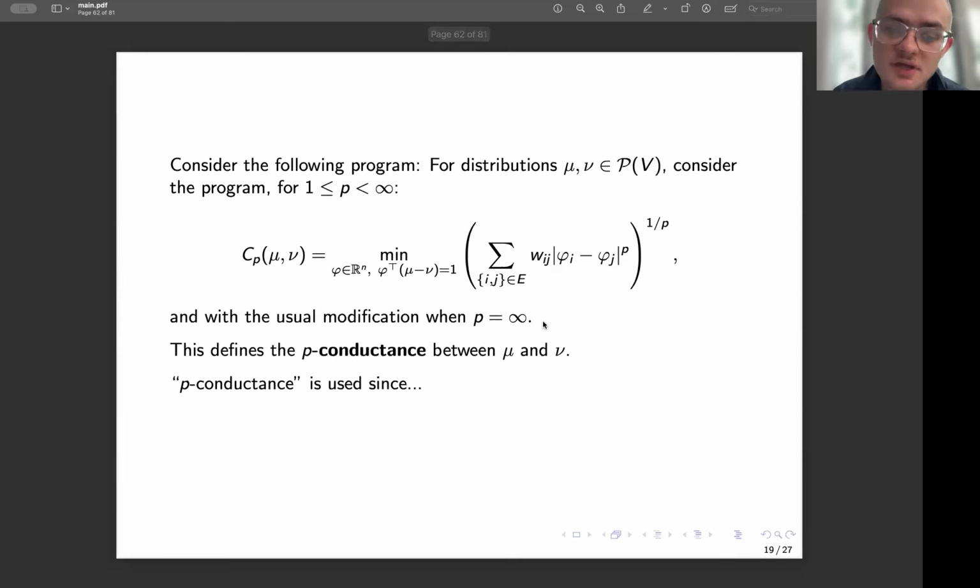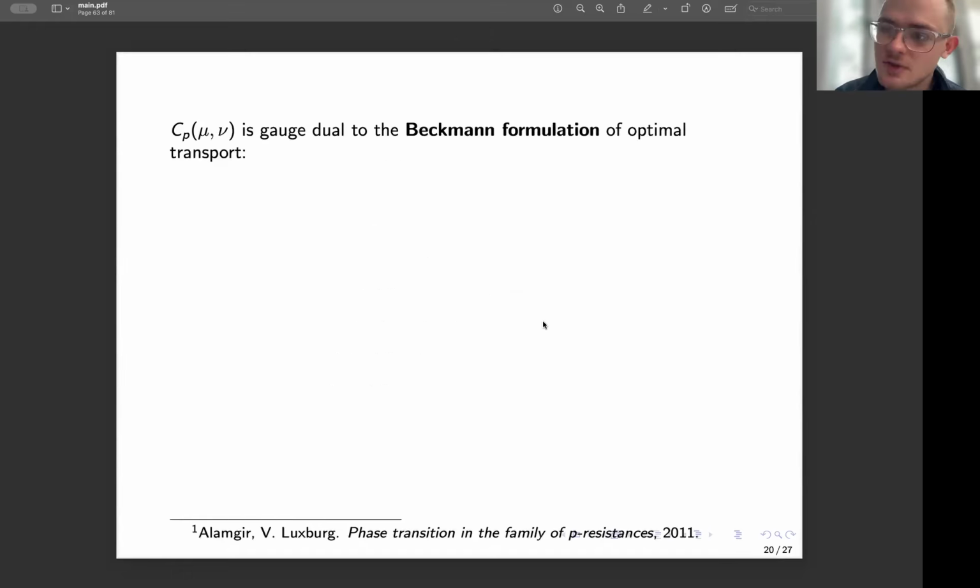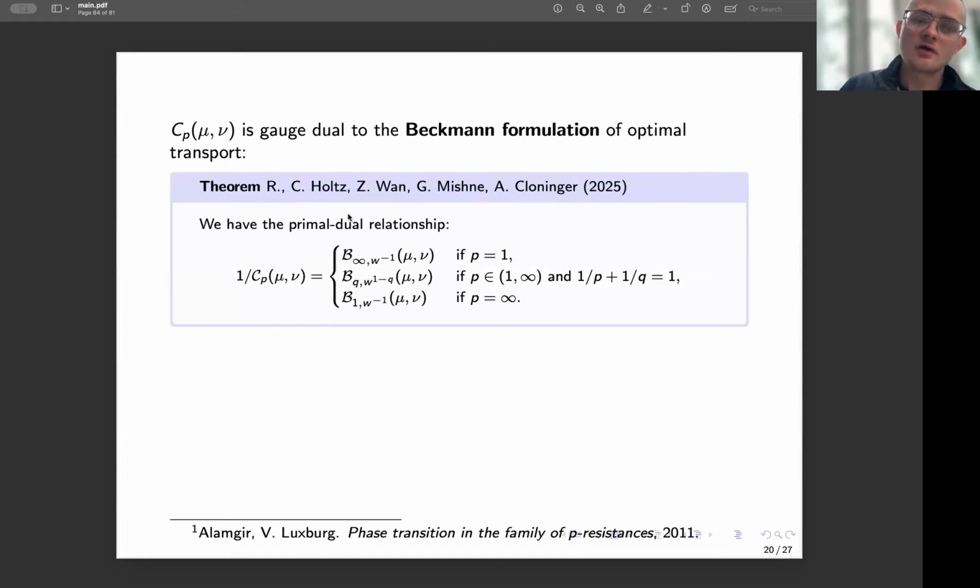And the term P conductance is used since the CP program is the gauge dual to the Beckmann formulation, which is quite nice. So there is a primal dual relationship between all of these Beckmann metrics I introduced earlier and the conductance program, CP. And thus, the reciprocality sort of motivates the terminology, right? Because if you're familiar with the electrical network theory on graphs, you may recall resistance and conductance are reciprocals of each other. And so that's kind of why we use the terminology P conductance for this program.